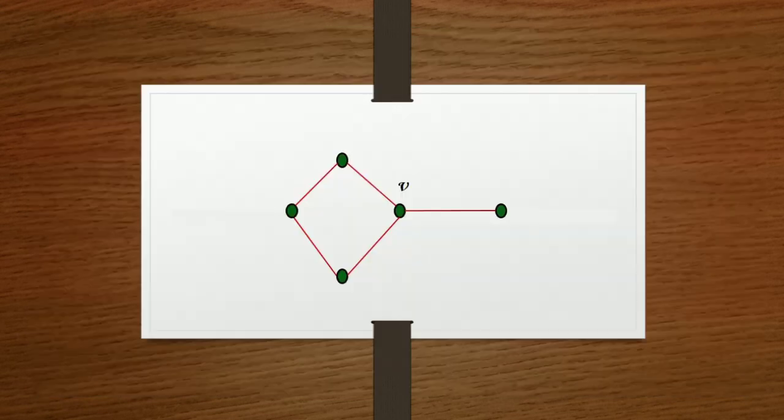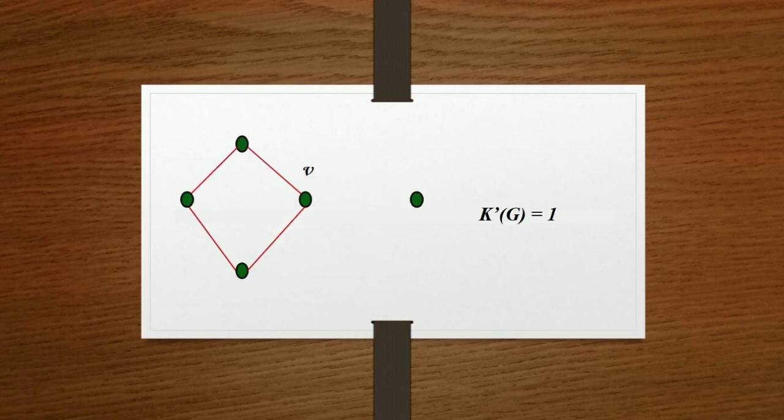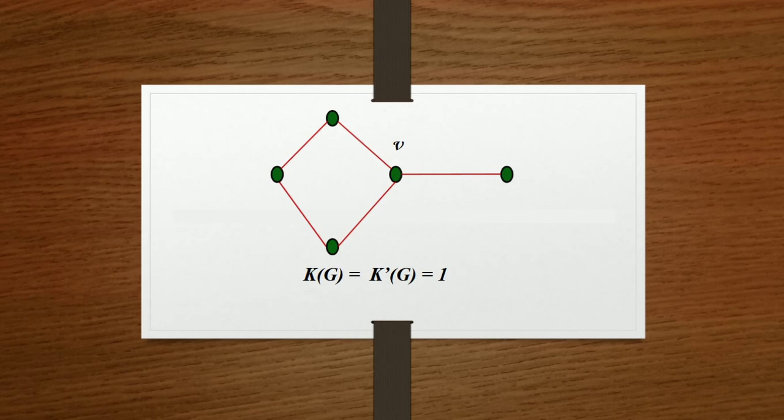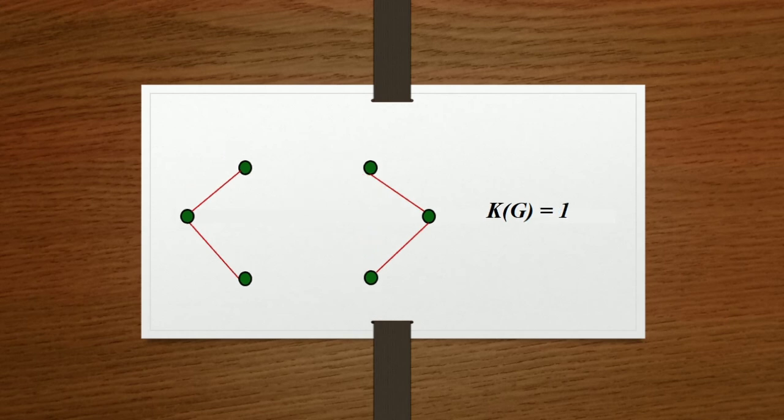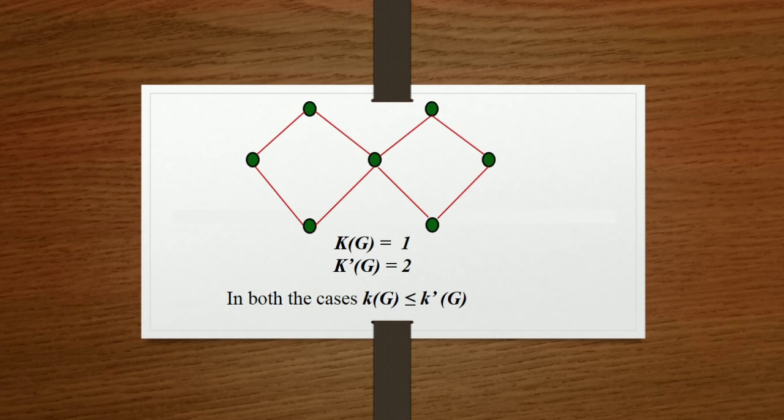For example, for this graph G, κ'(G) equals 1 and κ(G) is also equal to 1. And in the second graph, κ'(G) equals 2 and κ(G) equals 1. In both the cases, κ(G) is less than or equal to κ'(G). Now, we have to prove κ'(G) is less than or equal to δ(G).